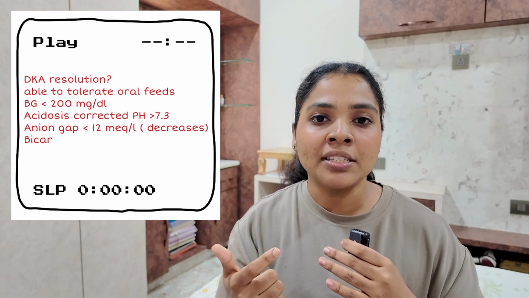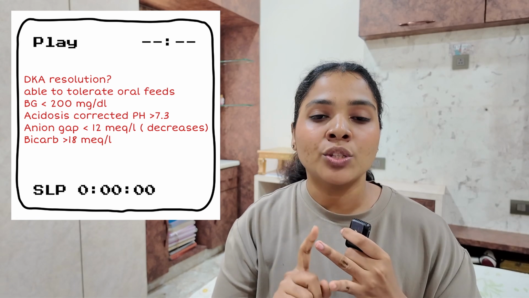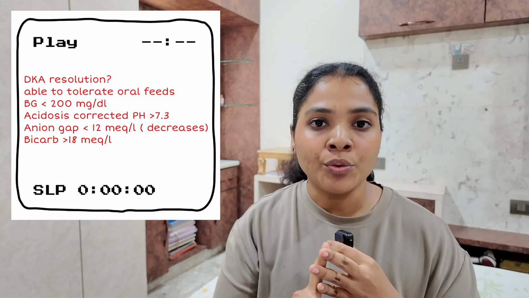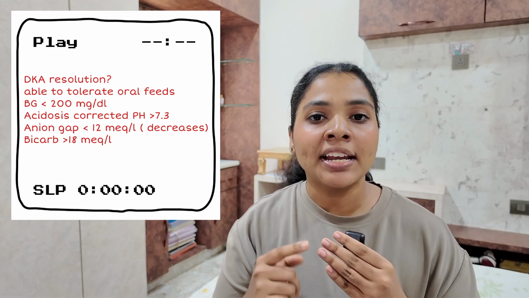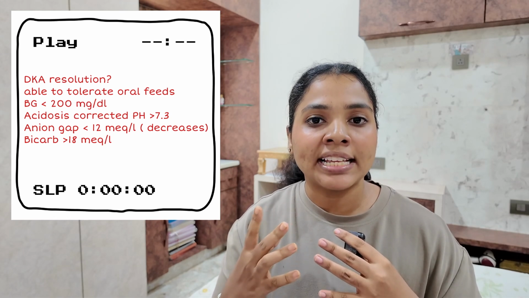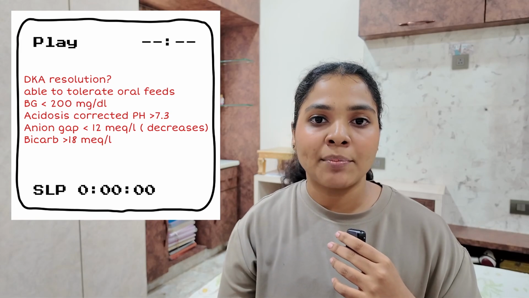Okay, and now what is DKA resolution? DKA resolution means a patient will be able to tolerate feeds, their blood glucose will be less than 200, the patient's acidotic part will improve, the anion gap will improve, and the bicarb will also be more than 18. When all these are present, it means the patient's hyperglycemic crisis or DKA is resolving. So that is about it.